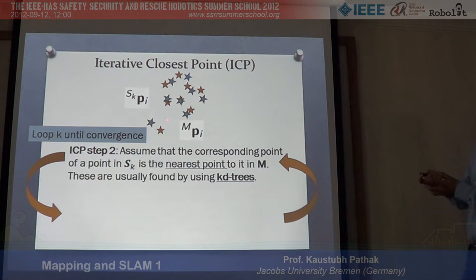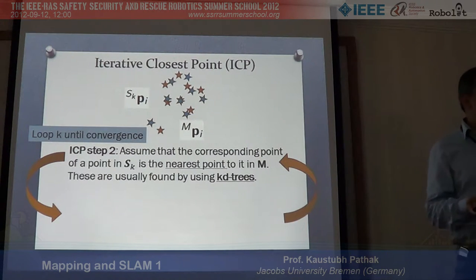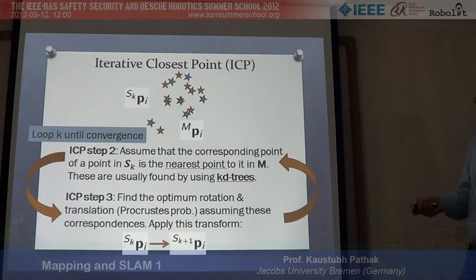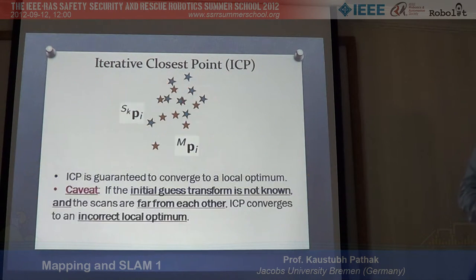For this is the point. And you assume these correspondences to nearest points. There are certain efficient ways of computing these nearest points using KD trees, for example. Then, assuming these correspondences, you solve the Procrustes problem and find the optimal rotation and translation. Using this transform, you transform the current iteration's point cloud into the next iteration's point cloud. And you keep doing it, and the points, you can mentally visualize, keep getting closer and closer. At some point, they will converge and no longer change. And this is considered a solution.